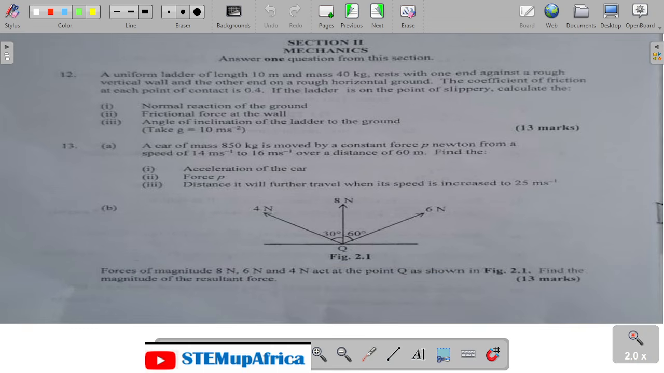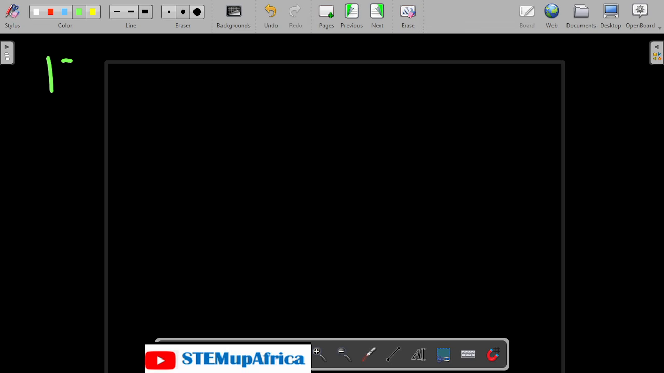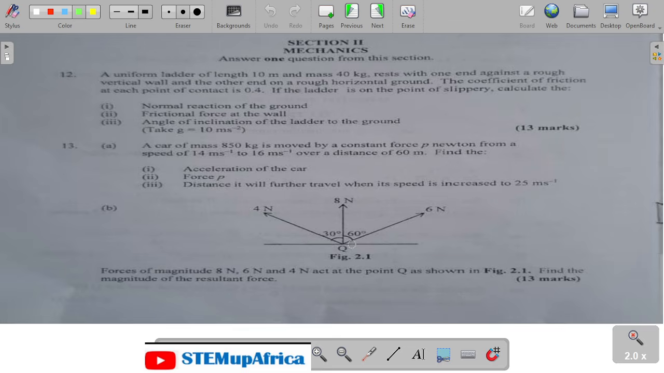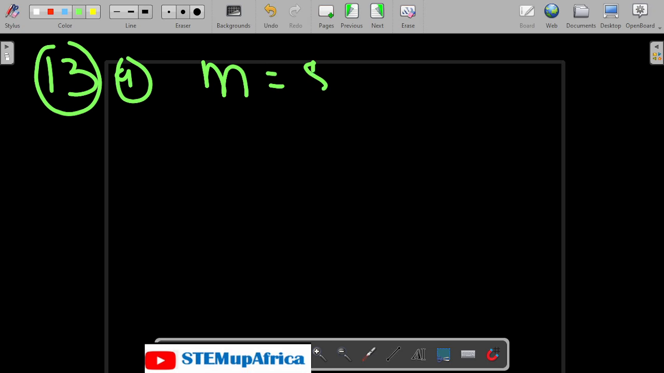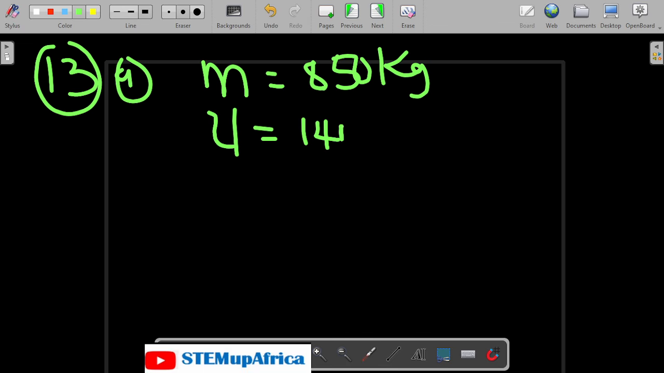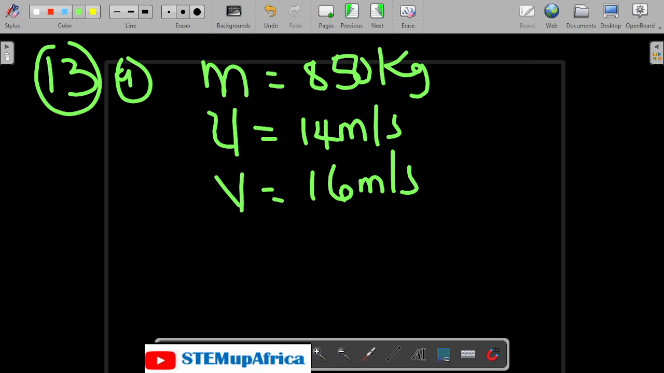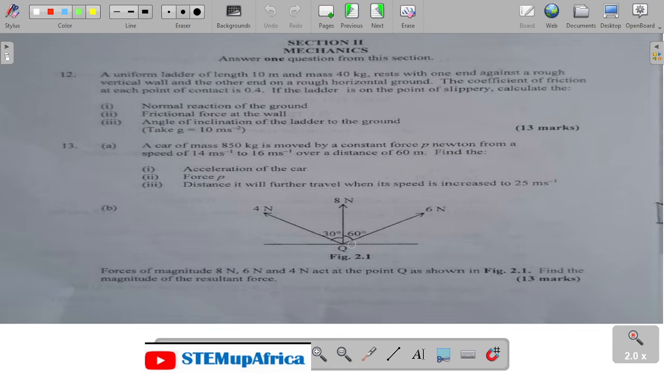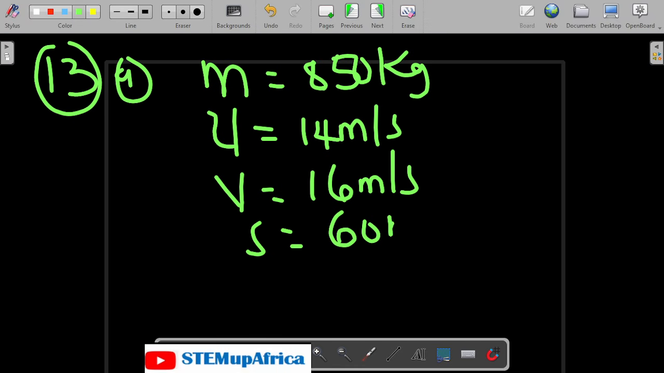Question 13 says, a car of mass is moving with a constant force P in Newton from this to this. Calculate the distance and find the acceleration, similar to the first one we did. Number 13 now. They gave us the mass as 850 kilogram. Initial velocity is 14 meters per second. Final velocity is 16 meters per second. Then they say it travels a distance of 60 meters, so my x is 60 meters.